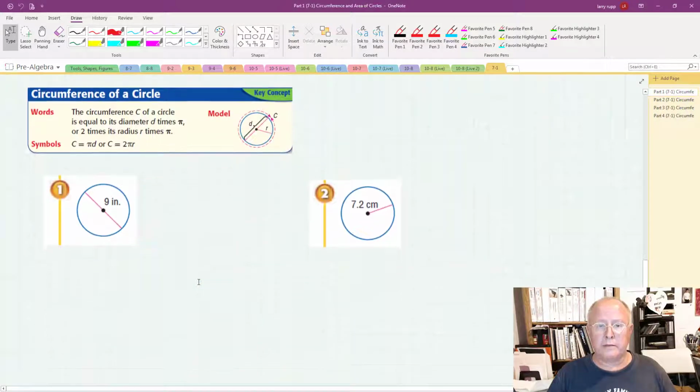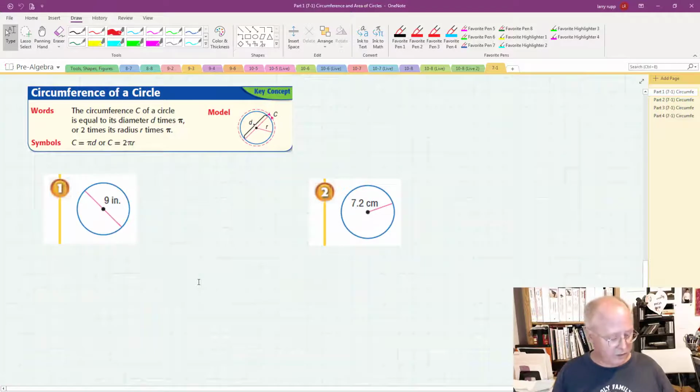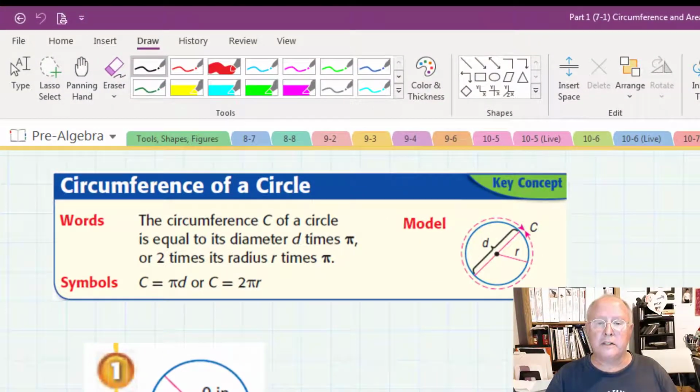So scrolling down, that brings us to the circumference of a circle here. And a key concept. Yay, key concepts. We love them. All right. The circumference C, remember circumference is usually denoted by a capital C. The circumference C of a circle is equal to its diameter d times pi.